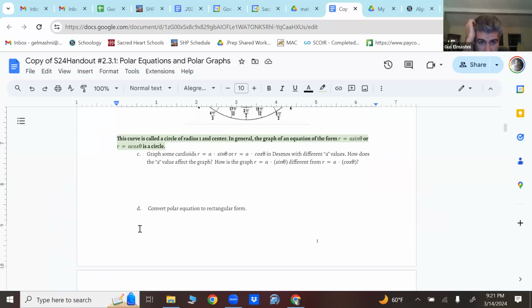And then r equals a sine n theta, or you could do this in Desmos with different values and see what happens. Converting to rectangular form is not hard. We know that. For example, r equals a times y over r, because it's a sine theta, so r squared, or x squared plus y squared.